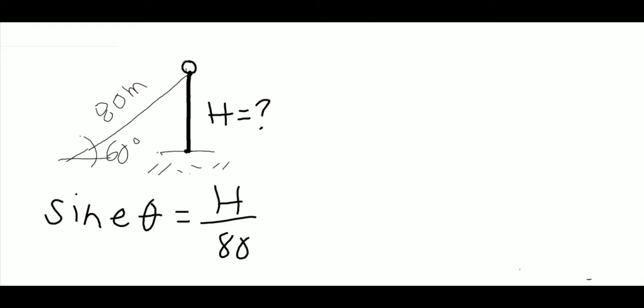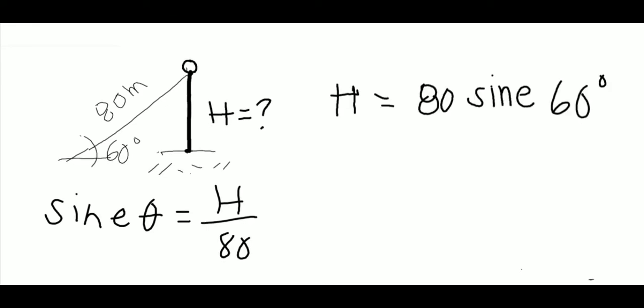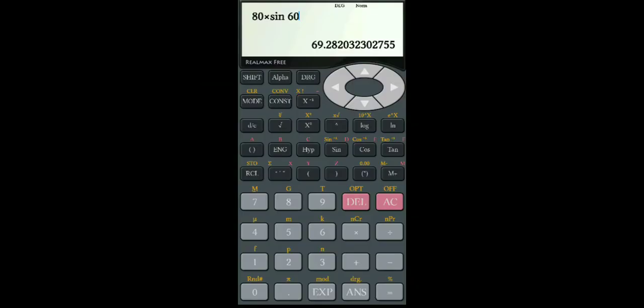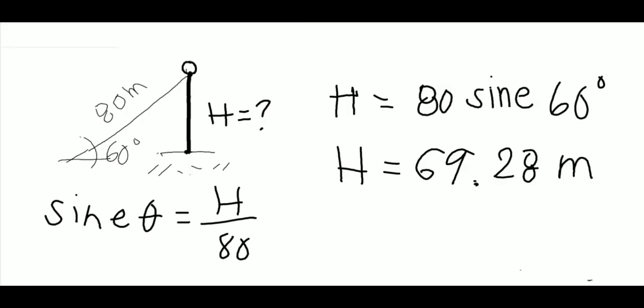To find the height of the pole, multiply both sides of the sine theta equation by 80. Thus, the equation for the height is now h is equal to 80 times sine 60 degrees. Therefore, using the scientific calculator, the computed height of the pole is equal to 69.28 meters.